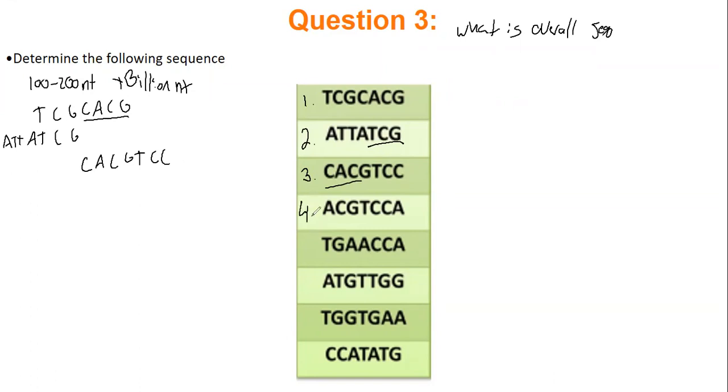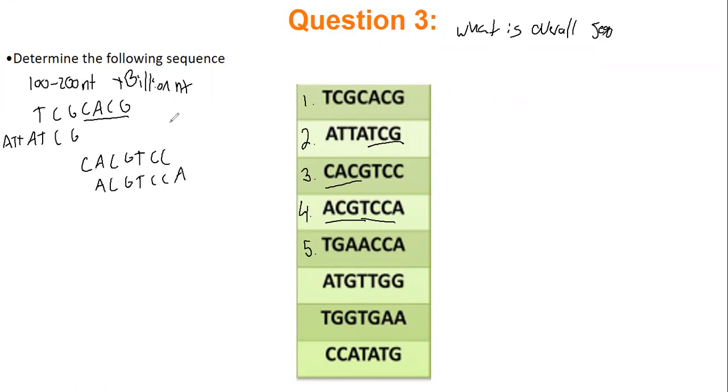So the fourth one, is there any overlap there? Yeah, TCC, even ACG, so ACG, TCCA. Then fragment number five, do I have any overlap? So on and so forth. And what you do is you just see how everything overlaps to get a complete sequence.